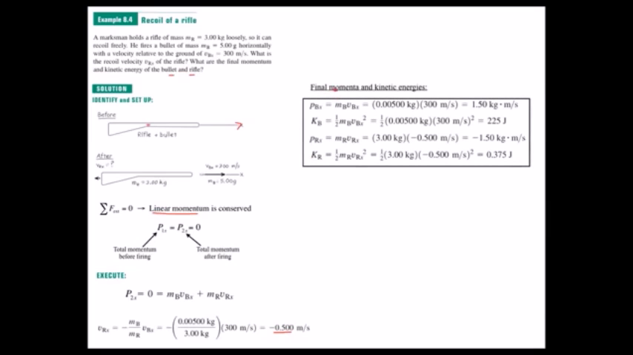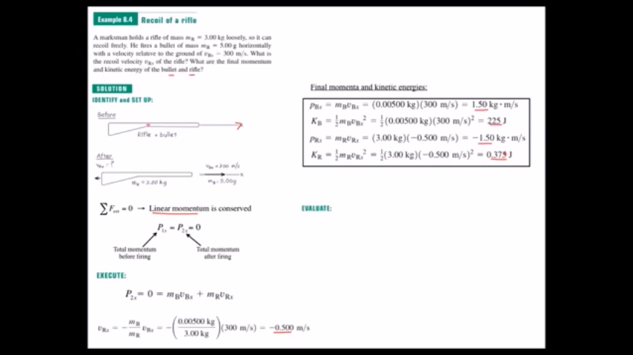Now we can calculate the final momentum and kinetic energies of everything in the system. So for the bullet, we get 1.5 kilograms meters per second, putting in the mass and its speed. Its kinetic energy, putting in the numbers, turns out to be 225 joules. The final momentum of the rifle, putting in the numbers, turns out to be minus 1.5 kilograms meters per second. Notice that this is equal and opposite to this, as it must be, because linear momentum is conserved. And finally, the kinetic energy of the rifle is 0.375 joules.